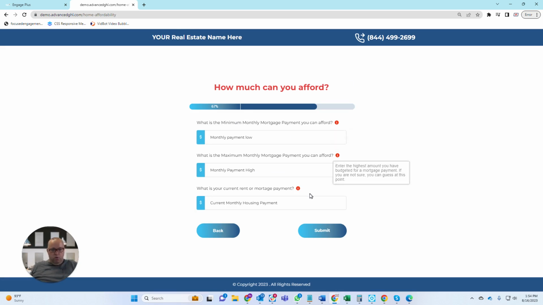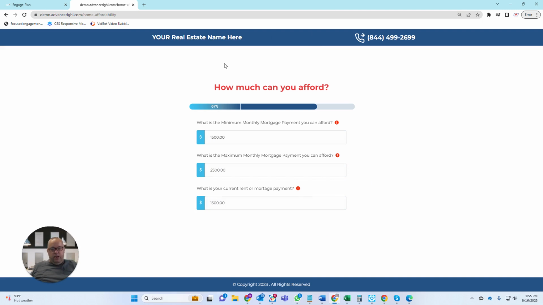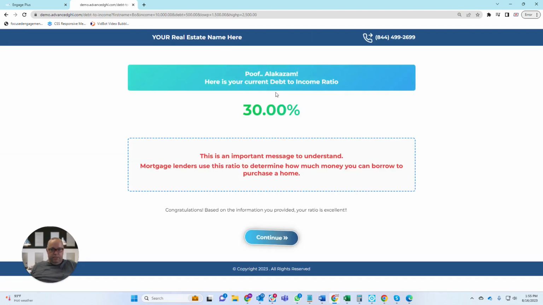So again, we've got our modals, so we can see what's going on here. How much monthly mortgage payment can you afford, and what is the lowest amount you have budgeted for a mortgage payment? If you're not sure, you can guess at this point. So let's put $1,500, since I've obviously used that before, and maximum $2,500. And what's your current house payment or rent or mortgage? Put $1,500. So we're going to calculate a debt to income ratio based on this information.